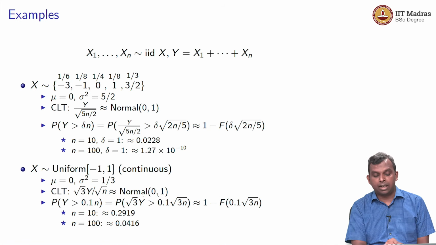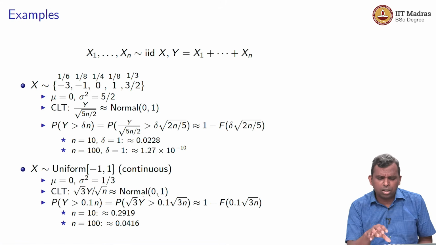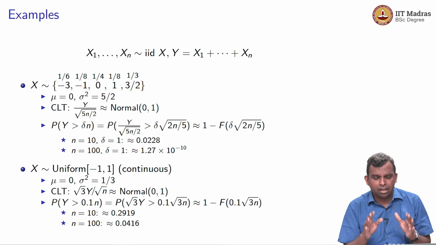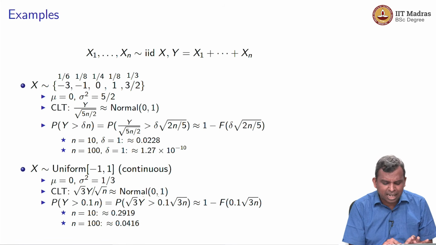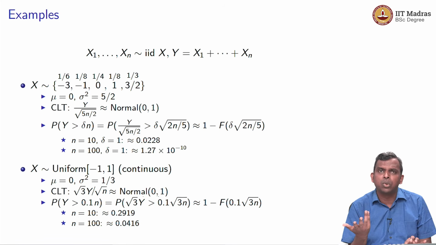So if n equals 100, you know that this probability is roughly 0.2919, and for the other case with n equals 100, this probability is roughly 0.0416. I want you to once again appreciate how non-trivial this calculation is. Supposing you want to find the exact value for n equals 100, what do you have to do? You have to find the distribution of Y. How will you find the distribution of Y?